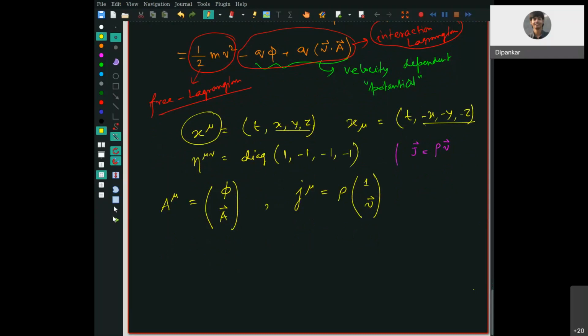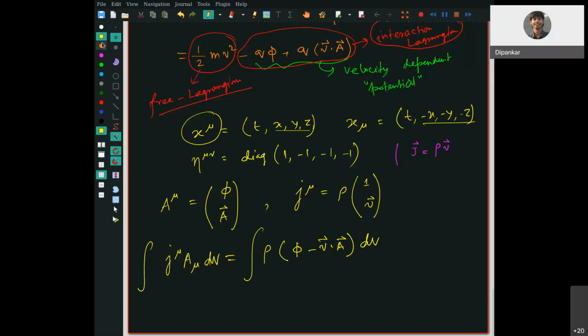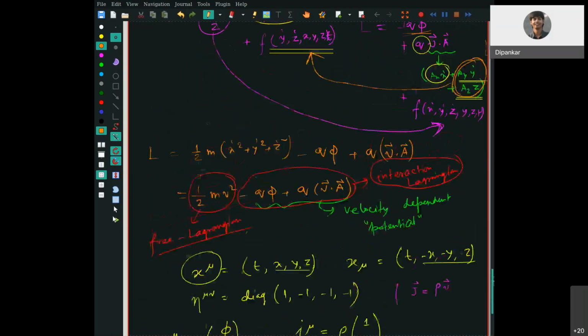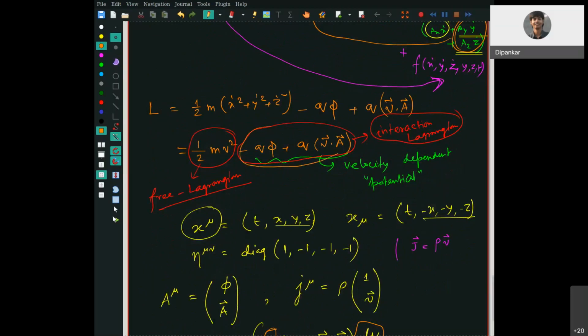This is the 0th component of the charge density. Now, if you take this thing, j mu a mu, this is given by, if you calculate, rho times phi minus v dot A. And if I integrate over volume, and if these things are constant, let's say not locally distributed, then you can see that this rho times dV features like q here. So here you have the same thing, this q v dot A.